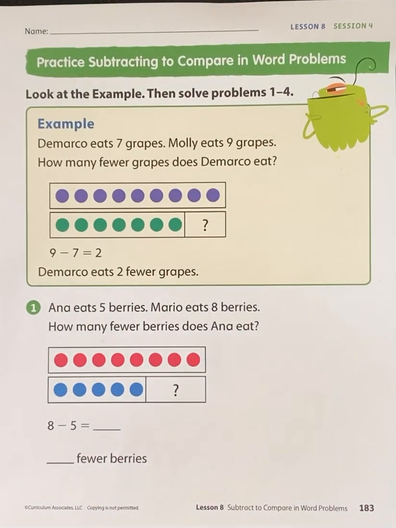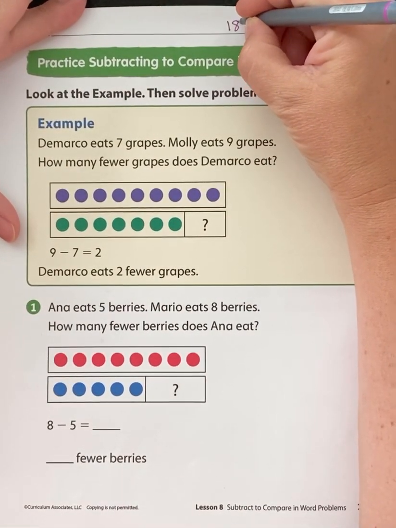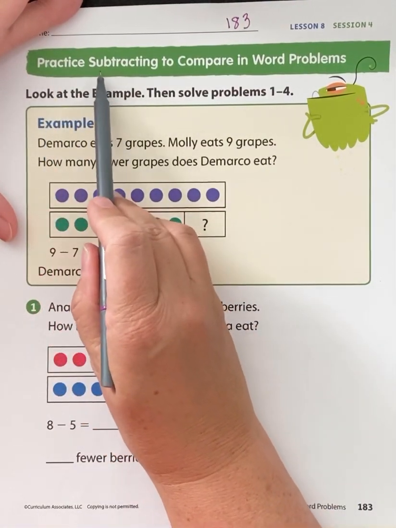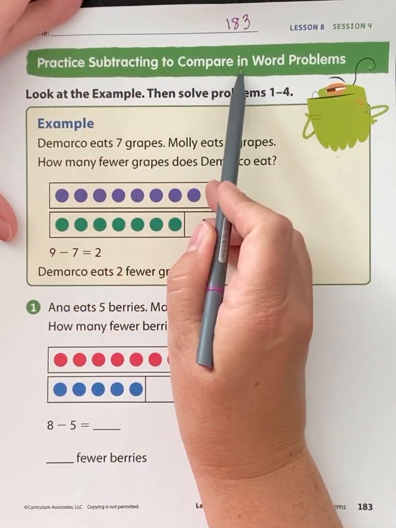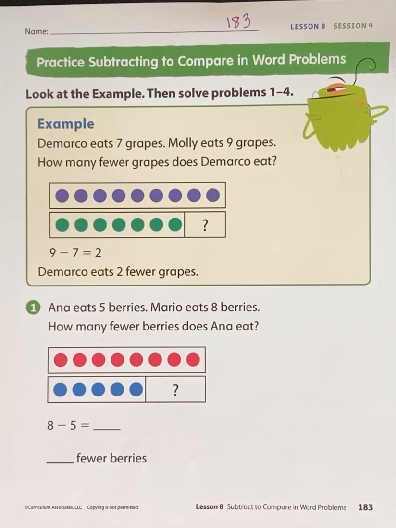Lesson 8, Session 4, page 183. Practice subtracting to compare in word problems. That is our goal this week and in this lesson, is to understand how to compare two groups of objects and show how subtraction is related to that when we're looking at story problems.